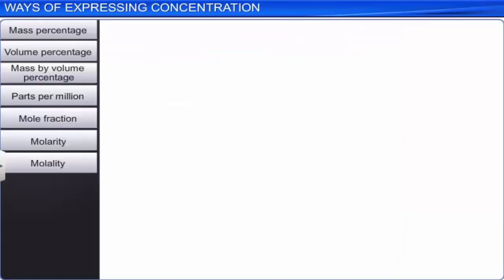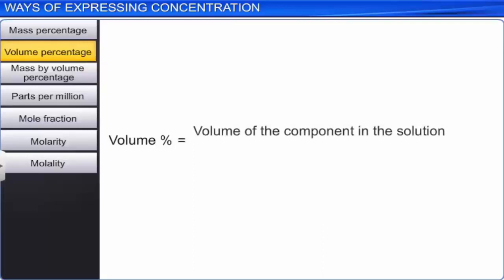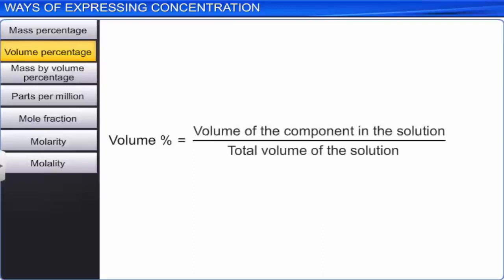Another way of expressing concentration in percent is volume percentage, or volume by volume percent. The volume percentage of a component in a solution is defined as the volume of the component divided by the total volume of the solution multiplied by 100. The concentration of solutions, where both the solute and the solvent are liquids, is commonly expressed using this method.